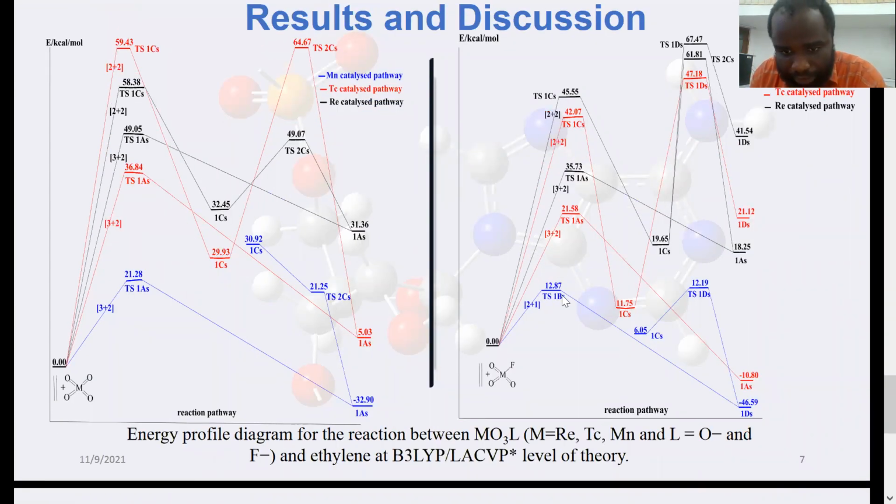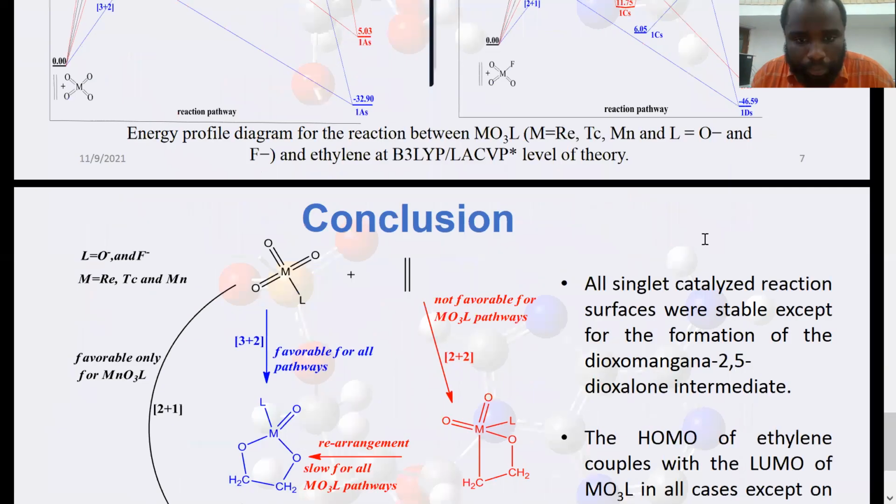For MnO3F, it could be clearly seen that there was no way we could form diols, but the 2+1 pathway was quite feasible, indicating that MnO3F would oxidize olefins exclusively to epoxides, whereas TcO3F and ReO3F would give racemic mixtures of epoxides and diols. However, their energetics does not favor their formation, and at high temperatures, they are likely to form.